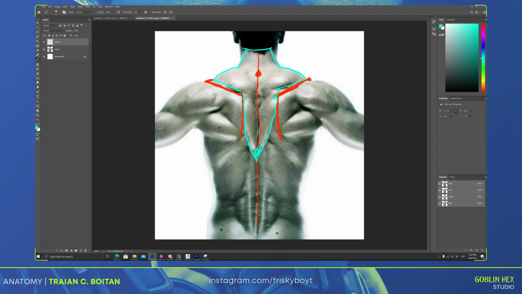Trapezius. The muscle fibers are like this. No, sorry. We're following this direction. Teres major.